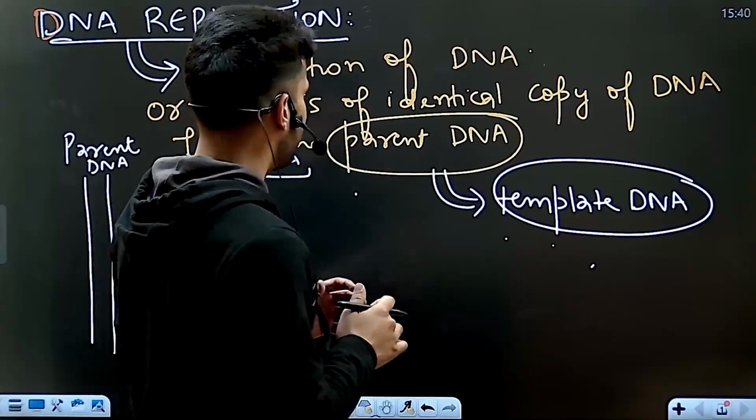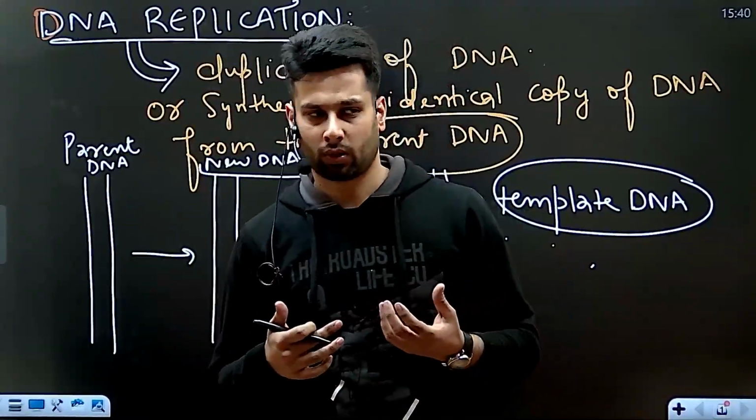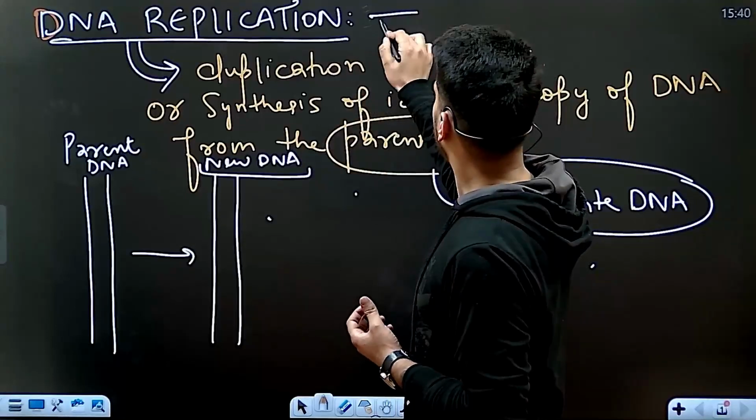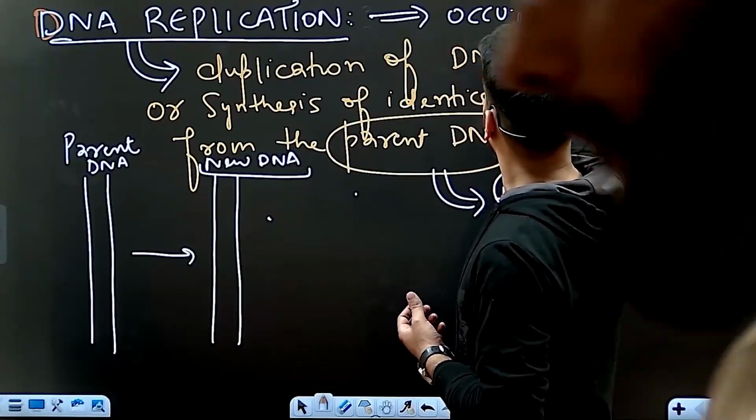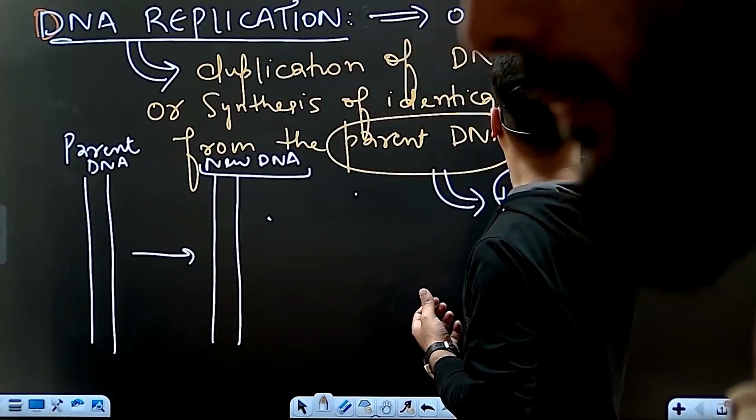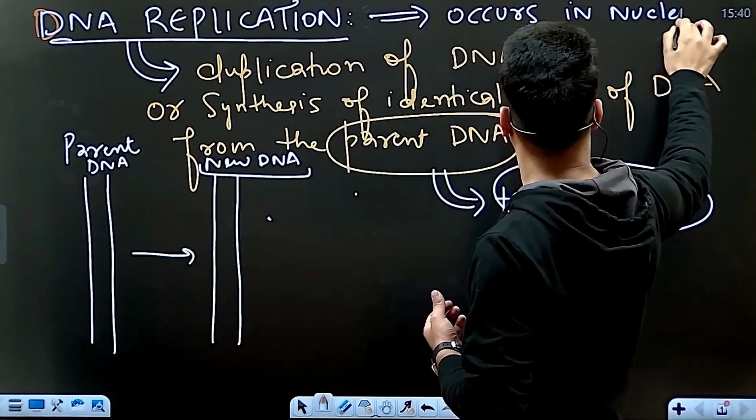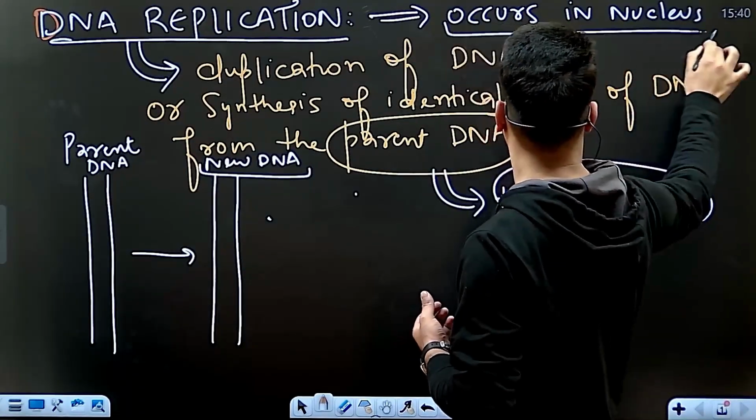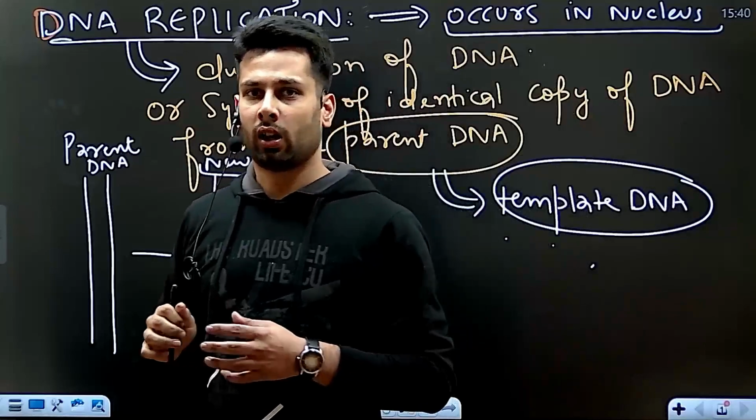Now, where does this DNA replication occur? This DNA replication occurs in the nucleus. What is the site of replication? The site is the nucleus. So it should be clear where DNA replication is occurring. It is occurring in the nucleus.